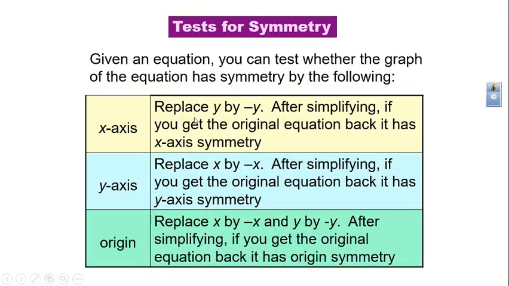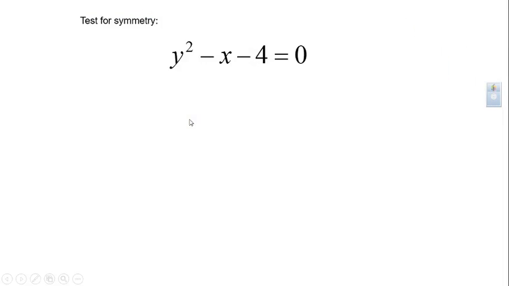Of course, there may be cases where you have x-axis symmetry but not y-axis symmetry, or y-axis symmetry but not x-axis symmetry, or origin symmetry but not either of these. Or you could have a case where the graph doesn't have any of these symmetries at all. That's totally possible. So let's do an example here.